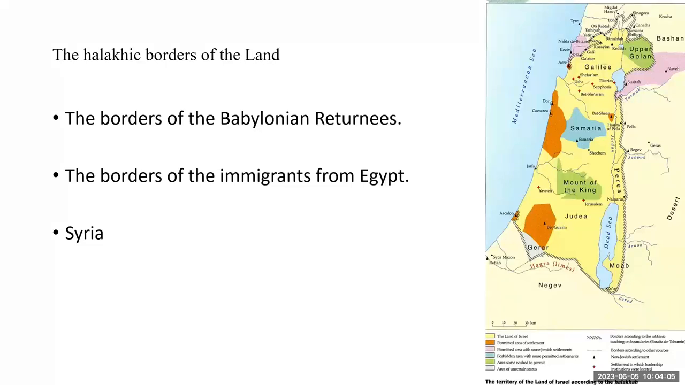With that in mind, I would like to illuminate how the concept of the impurity of the land of the nations, or the land of Gentiles, in halacha, Jewish law, is used in rabbinic literature as a tool to define the land's territories.